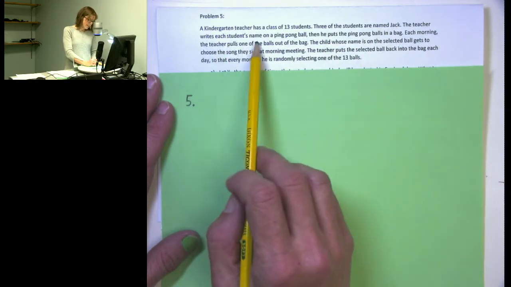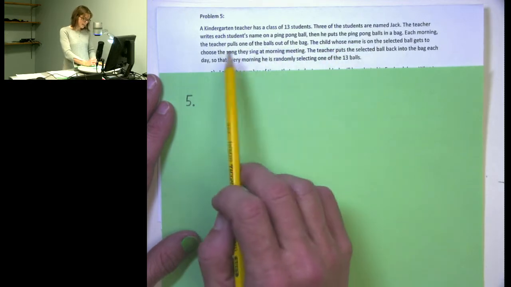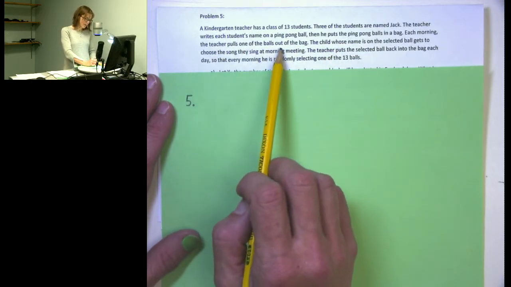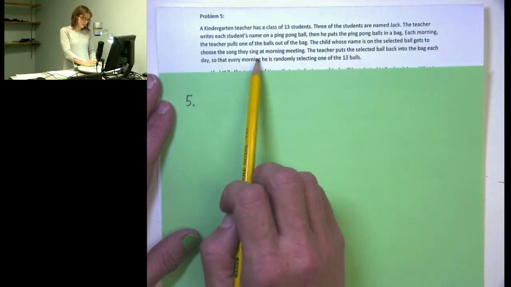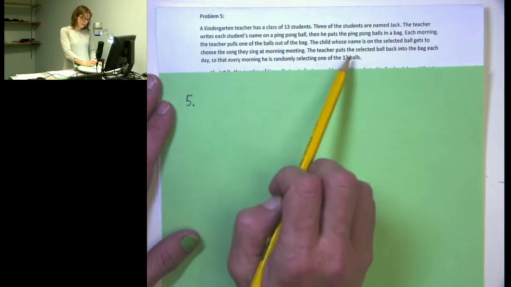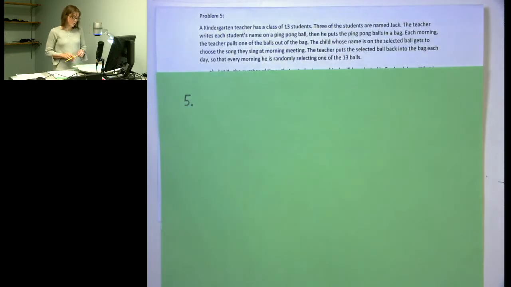The teacher writes each student's name on a ping pong ball, then puts the ping pong balls in a bag, and each morning the teacher pulls one of the ping pong balls out of the bag. The child whose name is on the selected ball gets to choose the song they sing at morning meeting. The teacher puts the selected ball back into the bag each day so that every morning he is randomly selecting one of the 13 balls.